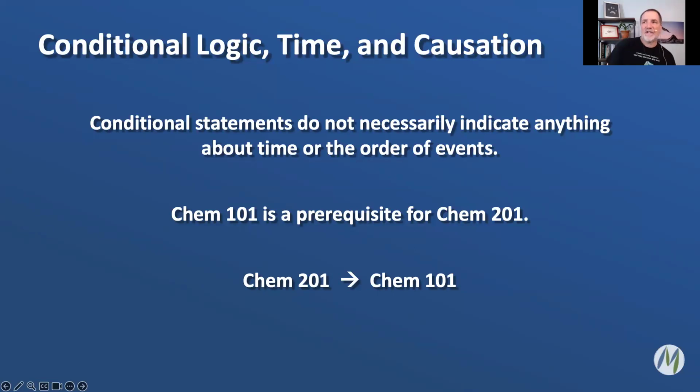Another example, prerequisites. Chemistry 101 is a prerequisite for chemistry 201. So if we were diagramming this in if-then, we would say, if you are taking chemistry 201, then you must have first taken chemistry 101. Chemistry 101 is a prerequisite. It means if you're taking 201, then you must already have taken 101. But this isn't the order that it's going to happen in. The prerequisite happens chronologically first. So we just want to keep that in mind. We're not talking about the order of events here, just that this thing requires the other.